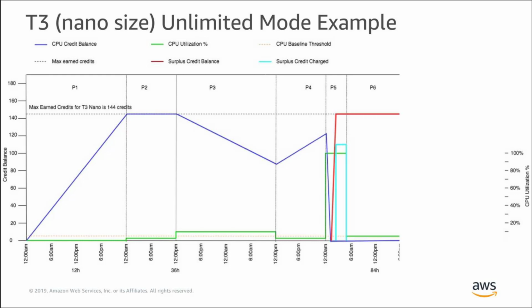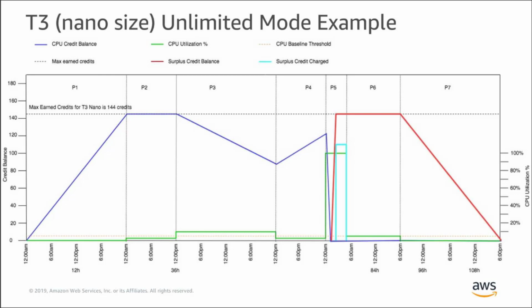So for the next 13 hours, the CPU utilization is at 5%, denoted by the green line. You can see here that your surplus credits, with the red line, is still maxed out at 144. You can see that your blue line of the credit balance, you're not actually earning any credits because you're running at the baseline performance. And you can see the surplus credit charged, which is denoted by the aqua line, based on additional credits that you needed even beyond your surplus.